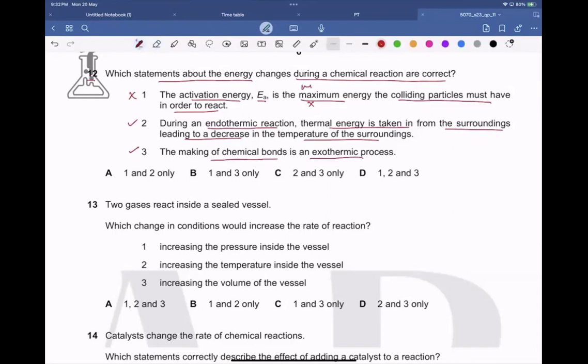Yeah, very good. Thank you, Eliza. So it's the minimum energy that the reactant particles must have in order to collide. So A goes wrong, and if A goes wrong, B and D go wrong too, and we are left with the C option. So C is the correct one. My screen is stuck. Let me reshare it.